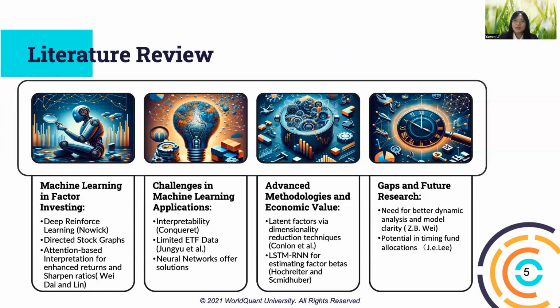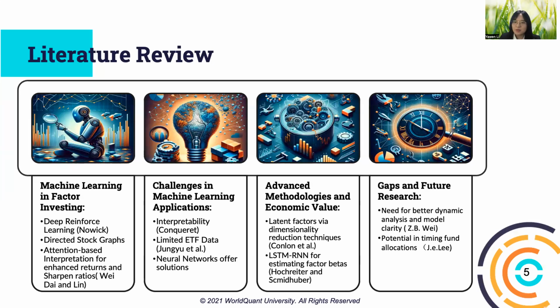In our literature review, the innovative work of Volatility on deep reinforcement learning stands out, showcasing how advanced algorithms can be used to understand factor investing dynamics. Similarly, the use of stock graphs, as explored by Wei and his team, underscores the importance of capturing the complex relationship between market factors. However, challenges remain, particularly in translation of sophisticated models like autoencoders, highlighted in the research by Colin, and LSTM RNNs, whose potential was demonstrated by Hochreiter and Schmidhuber, into interpretable strategies for ETFs.